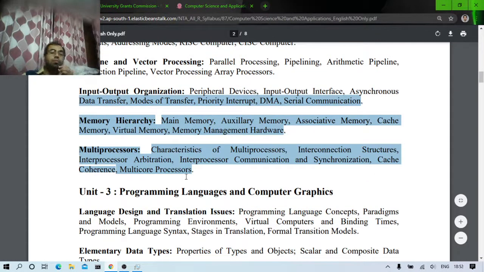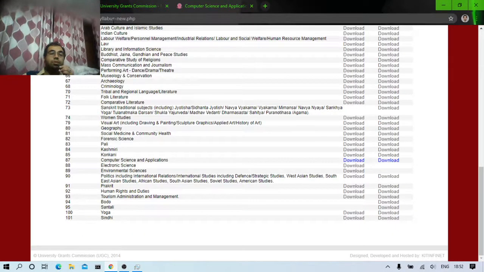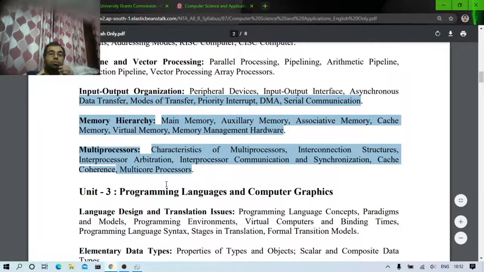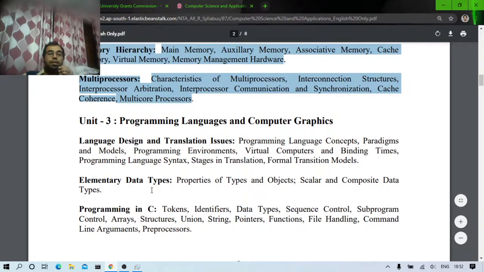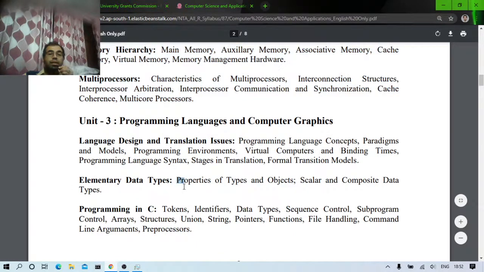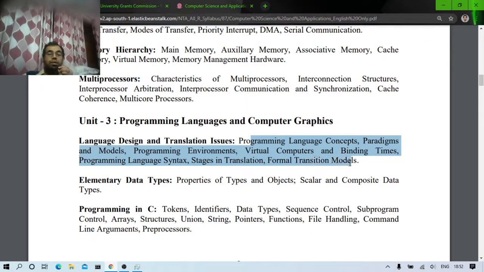Then comes programming language and computer graphics in UGC NET. As you can see, I have taken this from the official website of UGC. Programming language and computer graphics. So programming in C, elementary data types, this will not come in the GATE exam. Programming languages, concepts, paradigms and models, programming environments, virtual computers and binding times, programming language syntax, stages in translation and formal transition models. This will not come in the GATE exam.